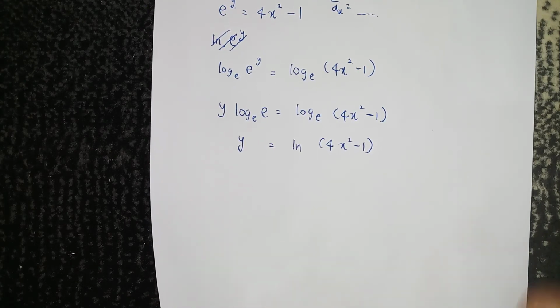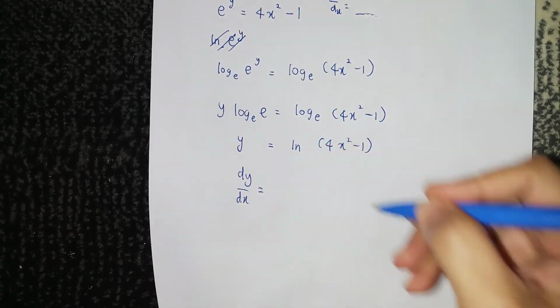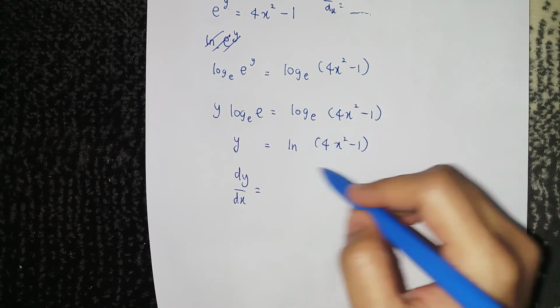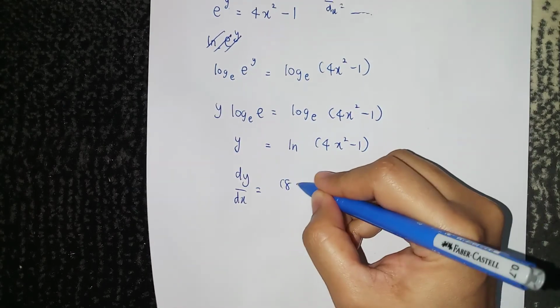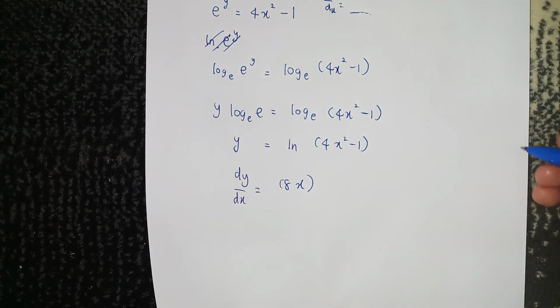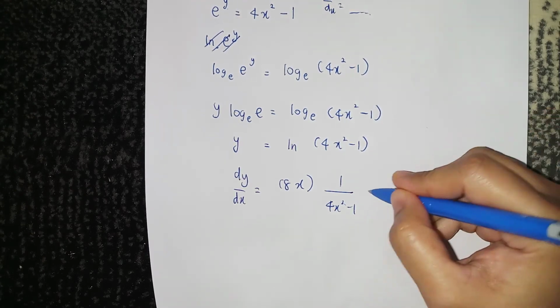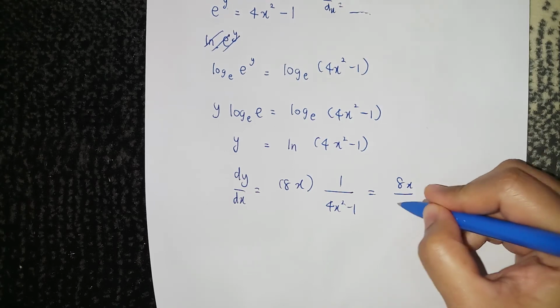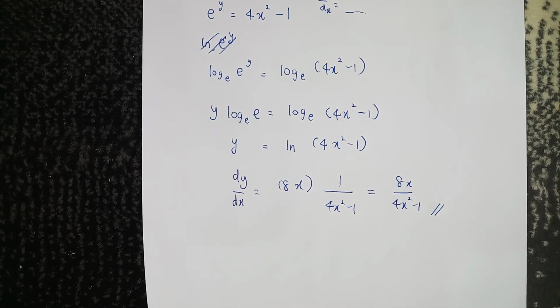Now I can proceed with dy/dx. So dy/dx equals, how do we differentiate that? Differentiate the term inside and put in front. So that is 8x. Next, you take 1 over 4x squared minus 1. Final answer, 8x over (4x squared minus 1). So this is for A, that's the answer.